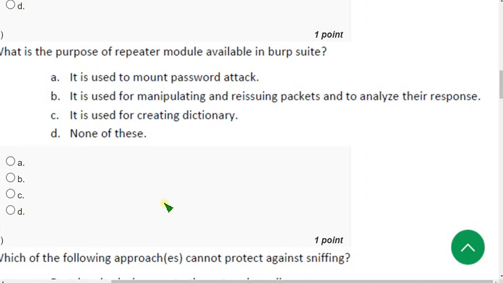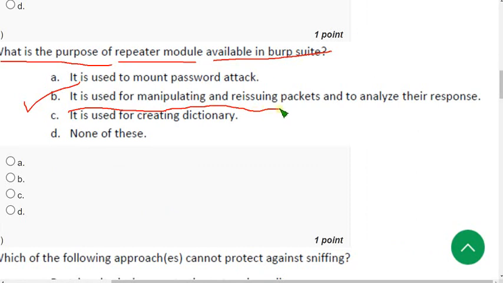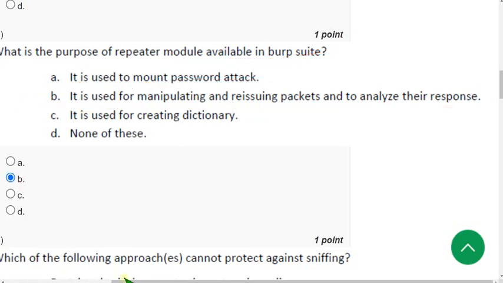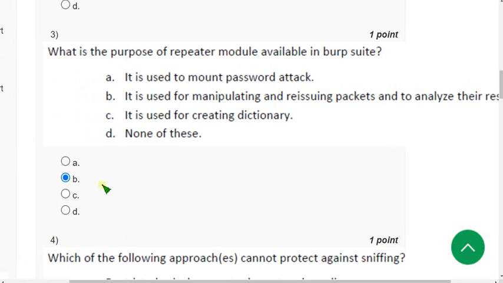Third one. What is the purpose of the Repeater module available in Burp Suite? So for the third question, the probable answer is option B. It is used for manipulating and reissuing packets and to analyze their response. So mark option B. Now let's move on to the fourth question.